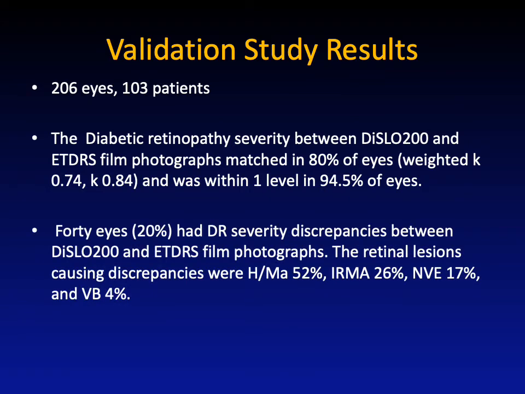But the study did note a very important fact, which was that around 20% of eyes had discrepancy in the grading, whether it was within one level or 2 levels. And the most common cause for this discrepancy was the presence of lesions, whether they're microaneurysms or IRMA or NVEs or venous beading, outside the 7 standard fields, meaning that they weren't detected using the TopCon and they were detected using the wide field camera.